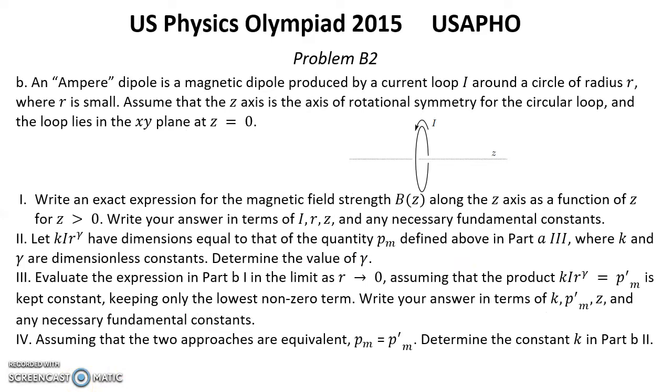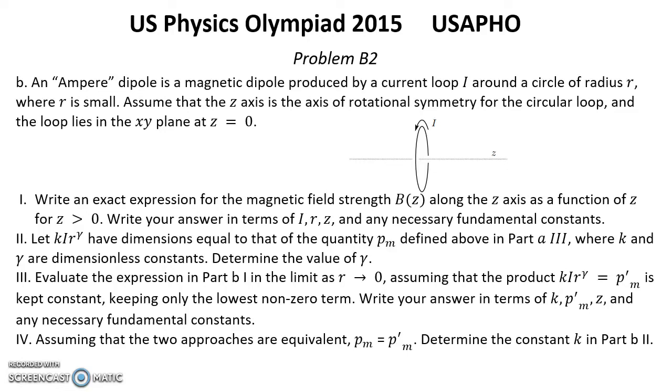Part B. An ampere dipole is a magnetic dipole produced by a current loop I around a circle of radius r, where r is small. Assume that the z-axis is the axis of rotational symmetry for the circular loop, and the loop lies in the xy plane at z equals 0.